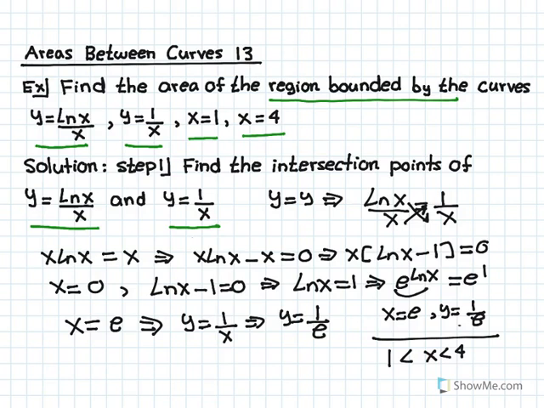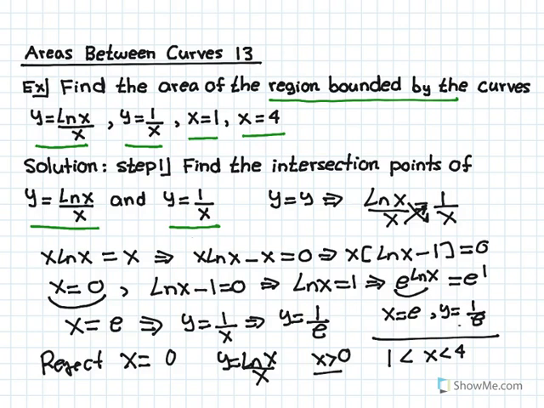Now, back to the fact that we're going to reject x equals 0. Why do we do that? We reject x equals 0 because it's outside the domain of y equals log x over x, for two reasons. One is you can't have x equals 0 in the denominator. And the second reason is the domain of the numerator does not permit it. Log x is only defined for x larger than 0. So this is our only intersection point.